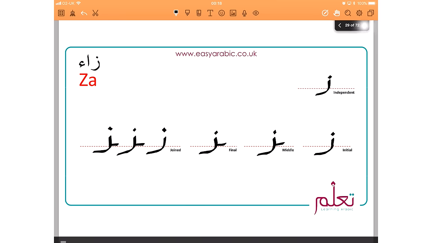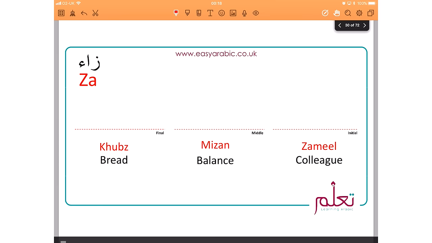So a few examples. Zamil with the za. So we have za, then we have the meem, then we have the ya, and then we have the lam. Zamil. Next we have mizan, which is the scale.